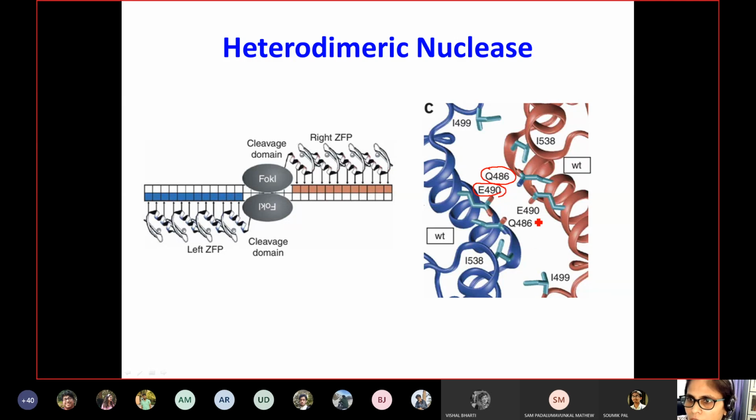these are making interfaces. Then similarly Q486 from this monomer and E490 from the other monomer is also taking part in the interfaces. Then apart from that, you have this isoleucine at 499 and this isoleucine at 453 position from both the monomers, which are also taking part in the interfaces. So this is not only these two residues, and this was found after that paper. So this is found in subsequent articles.